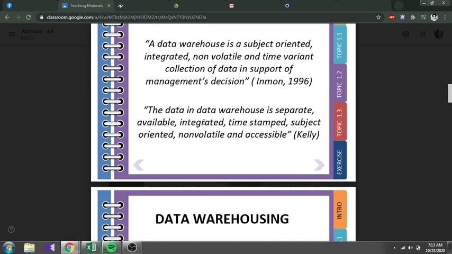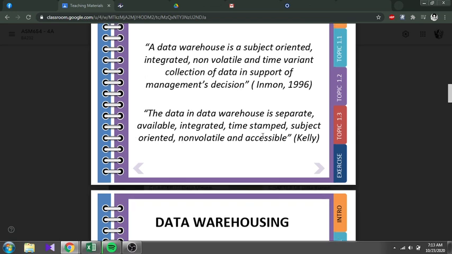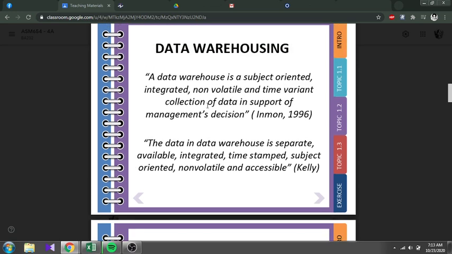And the data in the data warehouse is separate, available, integrated, timestamped, subject-oriented, non-volatile and accessible. I think you are quite familiar with the term non-volatile, meaning that if there is some power interruption in our system, the data is still stored. We can retrieve the data back from the database, meaning the data is not lost. Even though there is a power interruption, for example the server is down for maybe 24 hours, the data is still there.